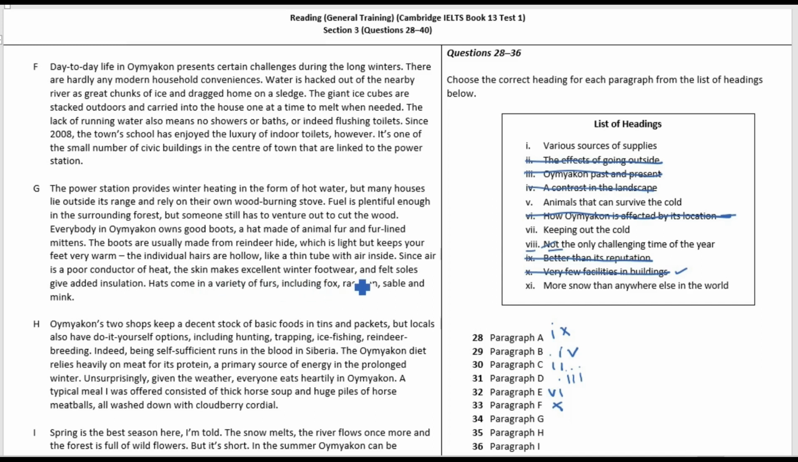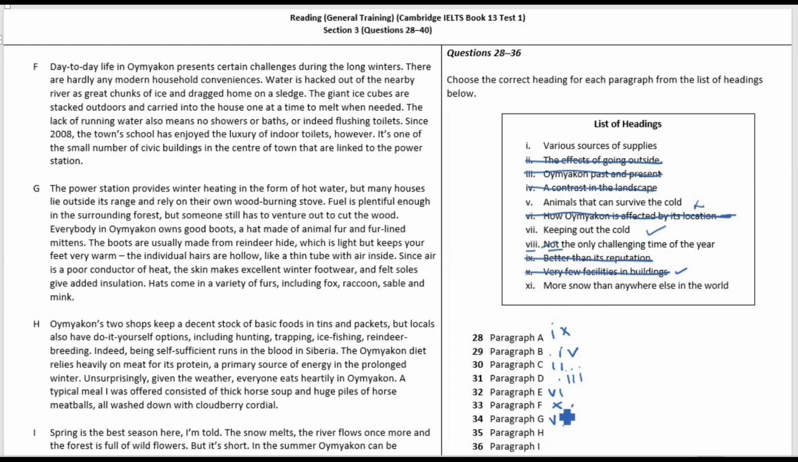This could certainly be very confusing if I don't read parts of the sentences, because a lot of animals are mentioned here. But the animals are mentioned to tell about how their fur, their skin, is used to make footwear, is used to make clothes, hats, etc. So it is certainly not animals that survive the cold. Supplies, no. Keeping out the cold, yes, because clothes and hat and boots are used to keep out the cold. So the answer to this one is 7th.